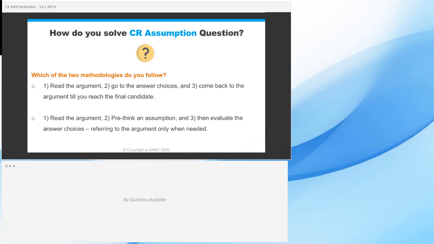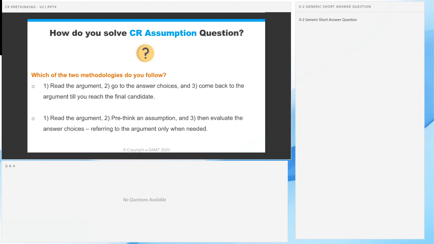Okay. So with that, I want to figure out which methodology you follow. I'm going to put in a poll question. This is a generic short answer poll. If you follow methodology 1, write M1. If you follow methodology 2, write M2. All right, let's get a few more responses. You can see lots of people follow M1, lots of people follow M2 as well.